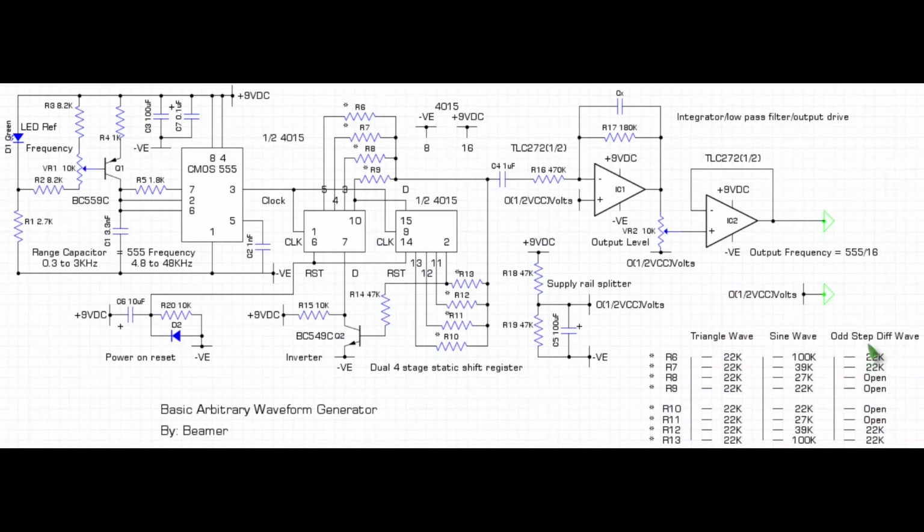And on the last one, which is the odd step differential wave, you've only got 2 resistors in the first bank, which is R6 and R7, and you've only got 2 resistors in the second bank, which is R12 and R13, which are 22k. The others are actually open circuit. I think that's more or less it concluding. It's a little complicated, but I've enjoyed exploring it.